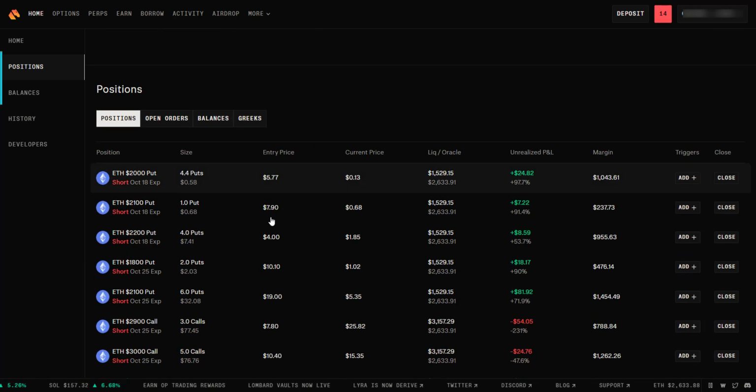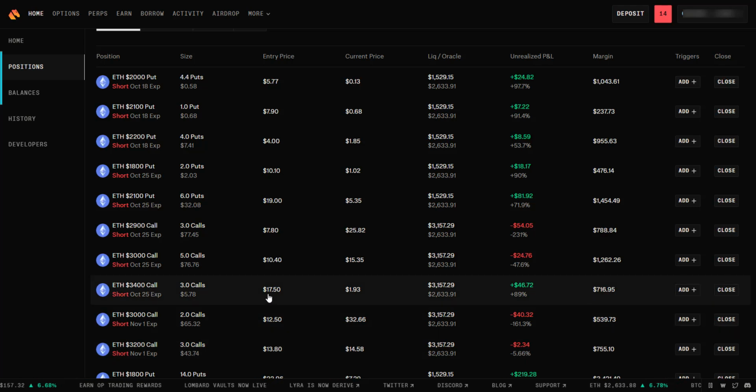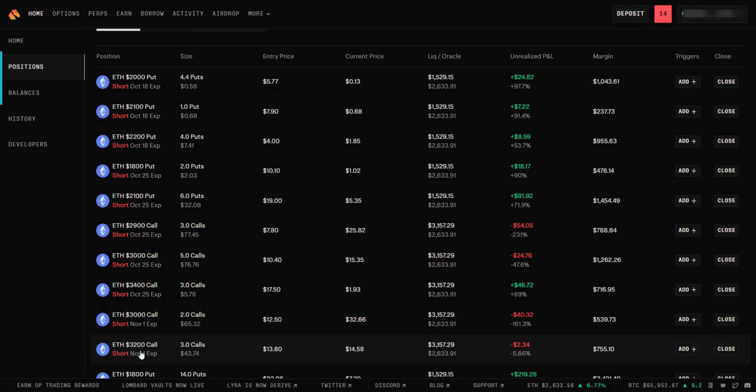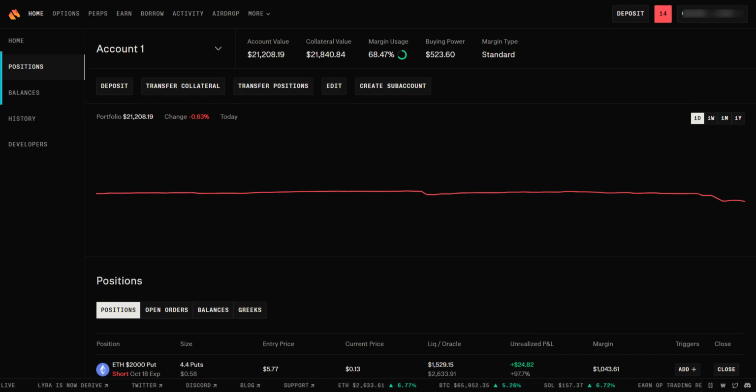That one expires on November 1st, and it's right here. This is the position I have. So I actually improved my position. This is what's so incredible about options trading.